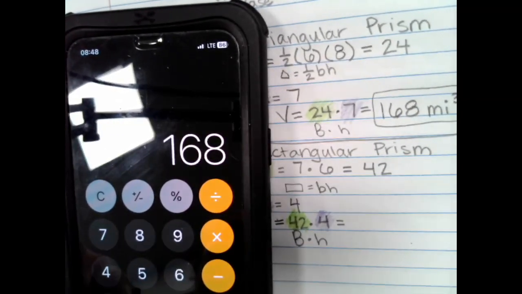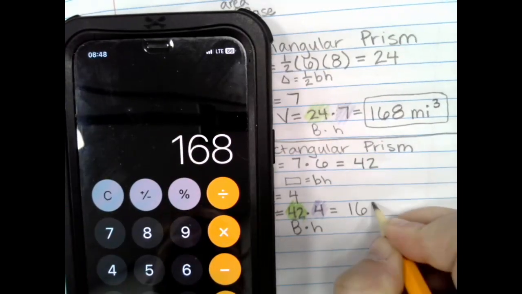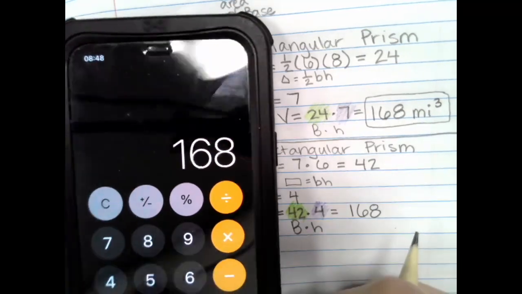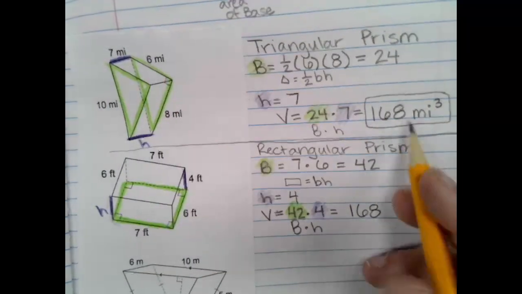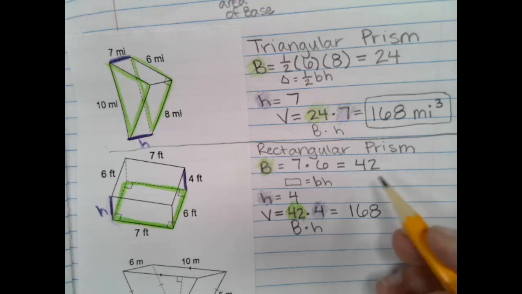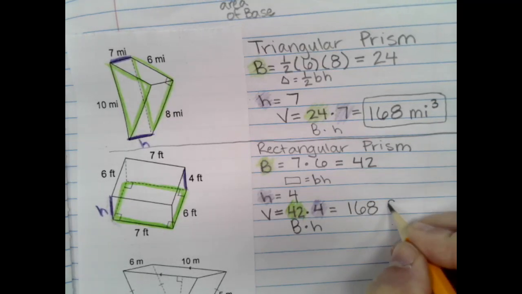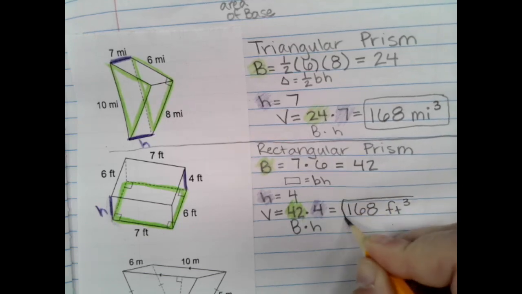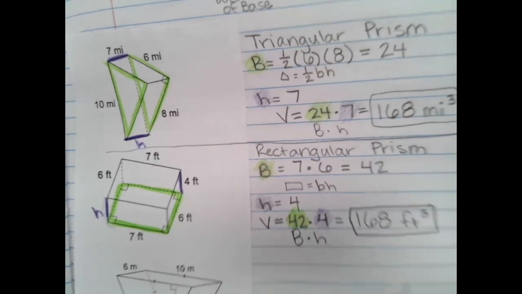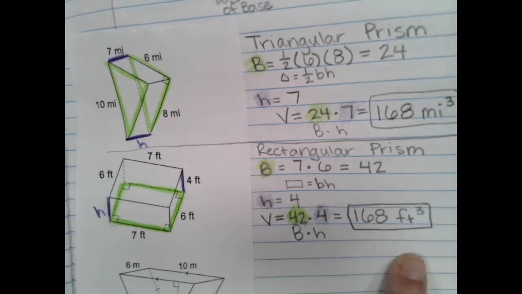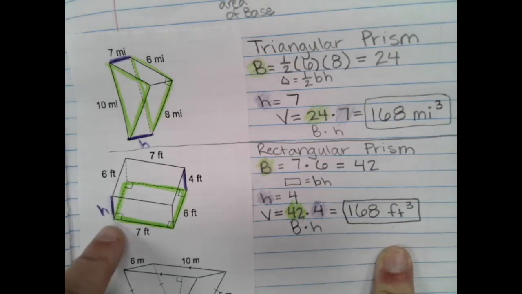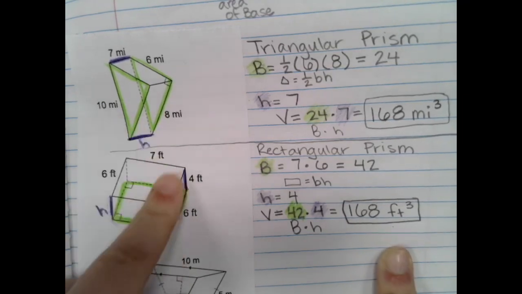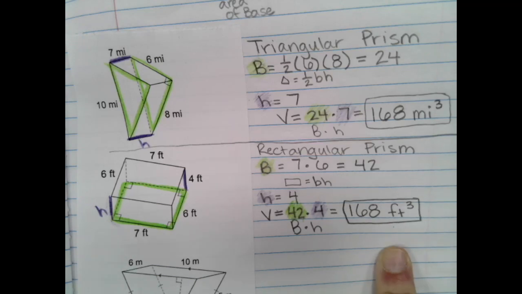We got the same answer. That's crazy. You guys, I actually really didn't know that was going to happen. That's kind of cool. All right, 168 cubic feet. So now we're saying cubic feet instead of square feet because we're actually talking about how many cubes fit inside. So even though I had two completely different prisms here, we have one that's a rectangle base and one that's a triangle base, we can fit the same number of cubes inside, 168 cubes.